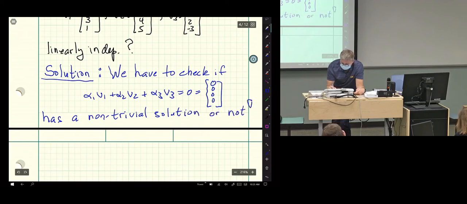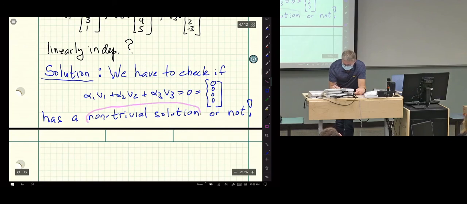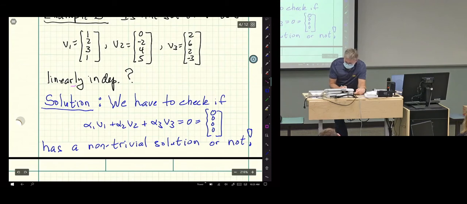Or not. So if I can find this non-trivial solution, then it is not linearly independent. And if the only solution is alpha 1 equals 0, alpha 2 equals 0, alpha 3 equals 0, then the set is linearly independent.